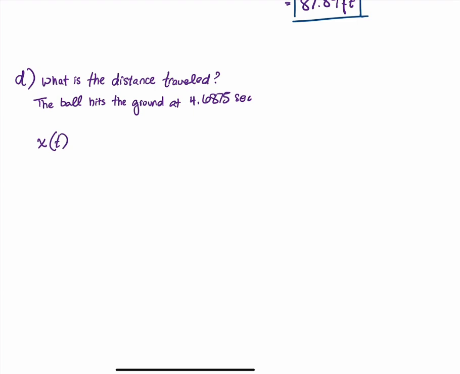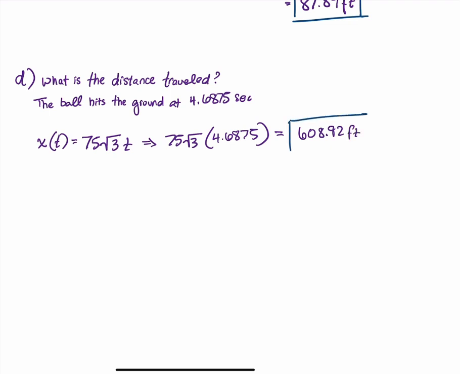And we had x of t defined as 75 root 3 t. So let's just plug that in for t. So we would get 75 root 3 times 4.6875. That gives us 608.92 feet. So we can use the x part of our parametric equations, given some value of time, to find out how far it's moved horizontally. How far has it traveled?